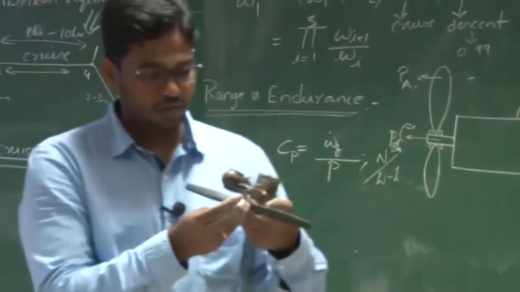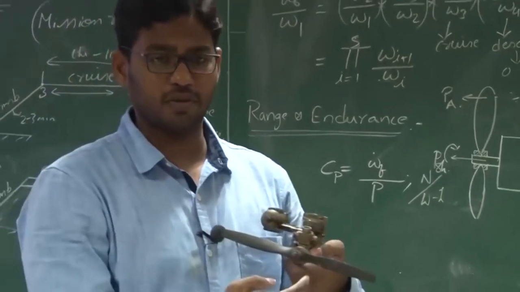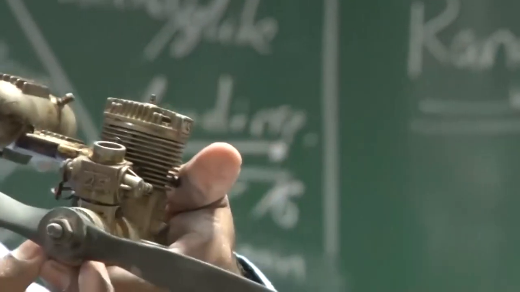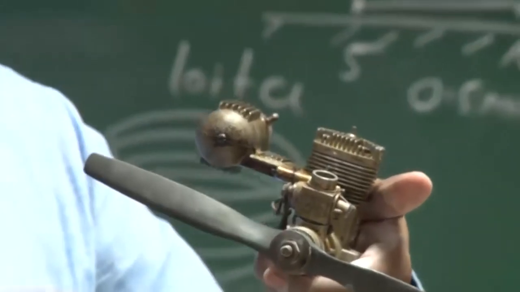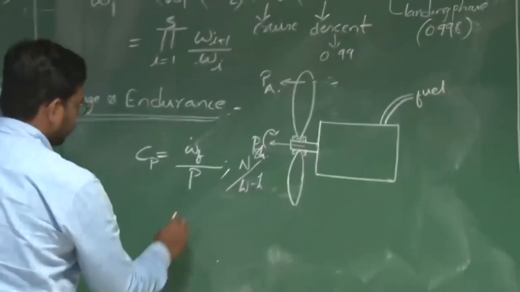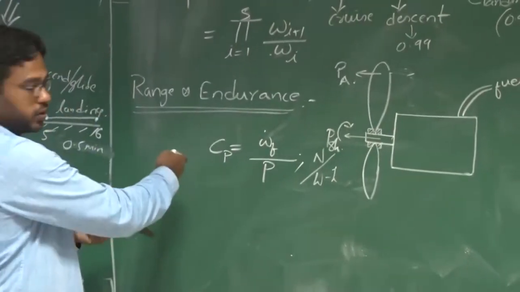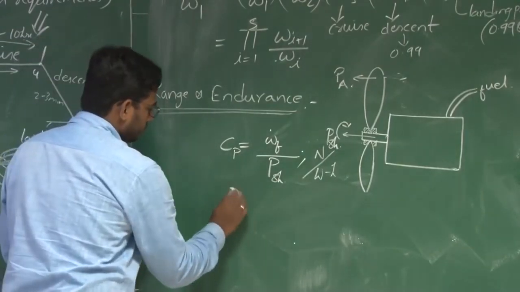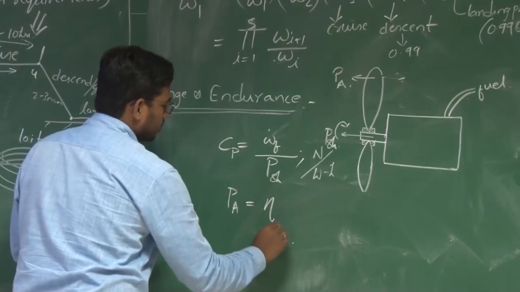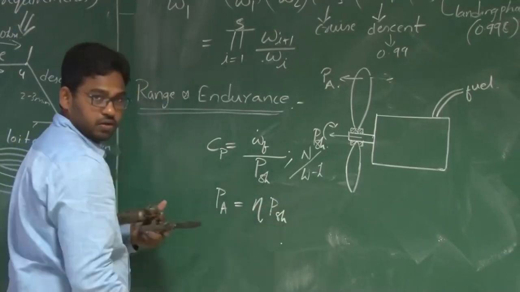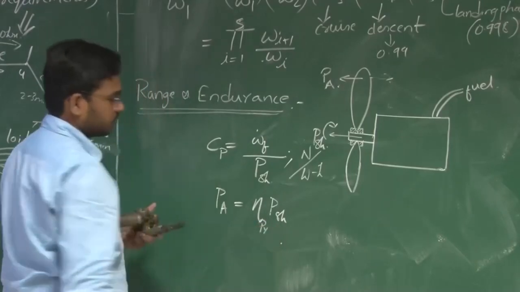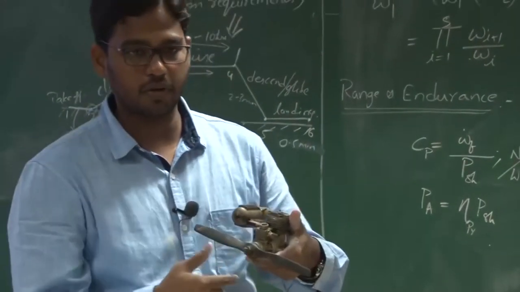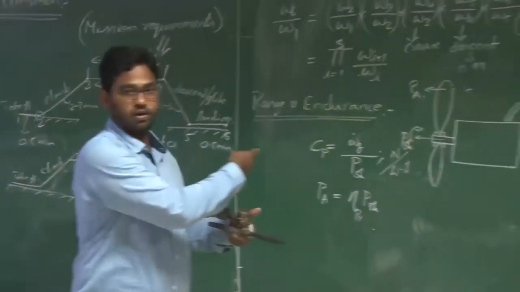So see, this shaft power is converted to useful power by means of this propeller. We are using a combination of propeller with this IC engine to convert this mechanical power to the useful power, right? So the specific fuel consumption is defined with respect to this shaft power. We know the useful power to us is the propeller efficiency times this shaft power, right? This is the propeller efficiency: how efficient this propeller is going to convert this available mechanical power to the useful power for us.